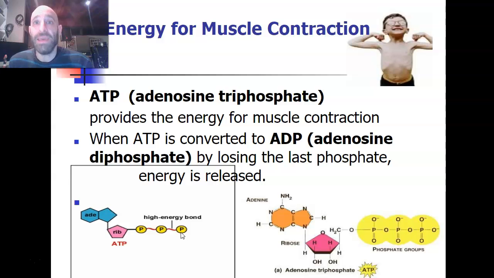So what does that mean? That means we always have to be making ATP. We have very little ATP in our system at any time. We have to make it constantly. And how do we make ATP? Well, that's what we're going to talk about now. There's several ways to do it. So let's jump into this.